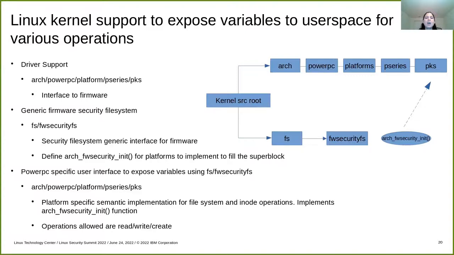Then there's a generic firmware security file system layer. This will be used by platform specific code to expose its variables. The firmware security FS defines an arch firmware security init function, which can be used by platforms to implement their own, filling the super block. And then the third layer is for exposing our secure variables: PowerPC specific code to expose variables using the firmware security FS APIs. And here we implement the arch firmware security init function, which again goes into the arch specific code. The file operations and the inode operations together support read, write, and create.